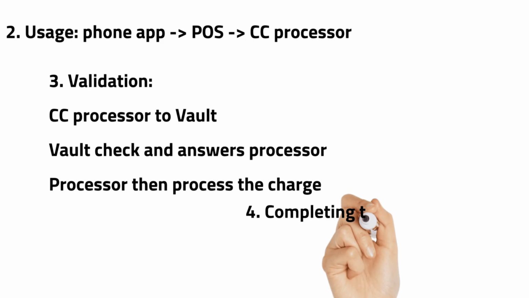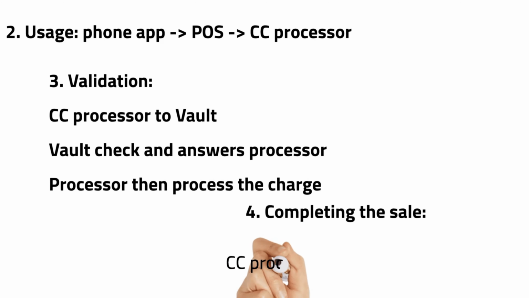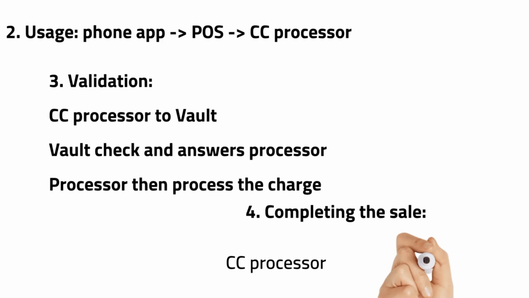The processor then processes the charge. Okay, how are they going to complete the sale? The processor again sends a message to the point of sale that the charge is approved and credits the seller. This is how the credit card works.